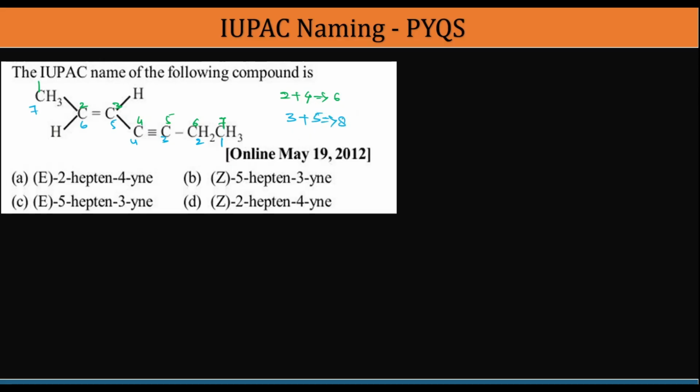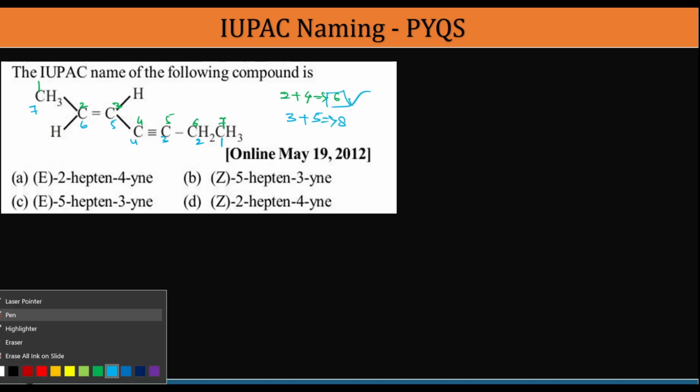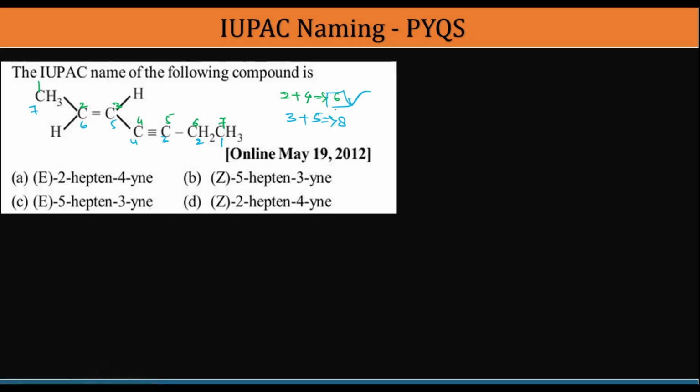Here we are getting 8, right? So the least one is what? 6. So we'll prefer this order rather than the blue color one. We will write the product according to this numbering, which is the green color one.